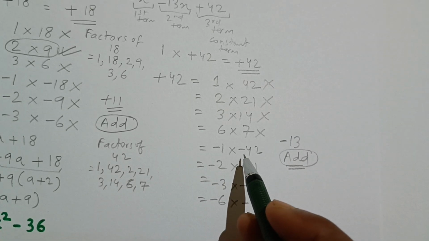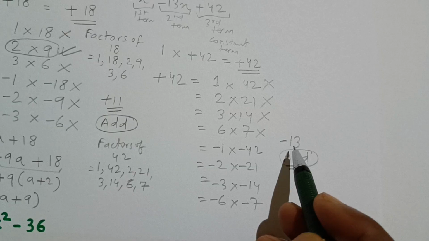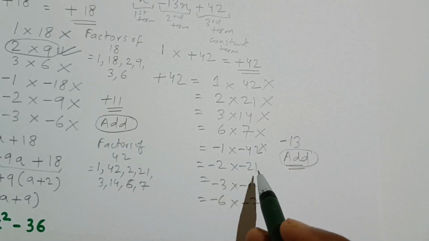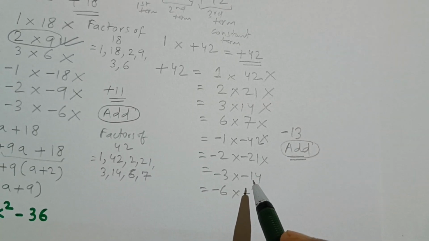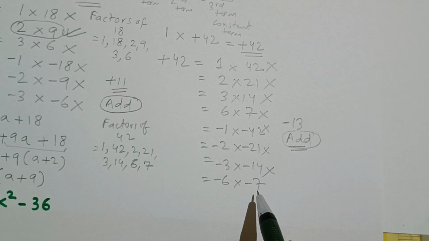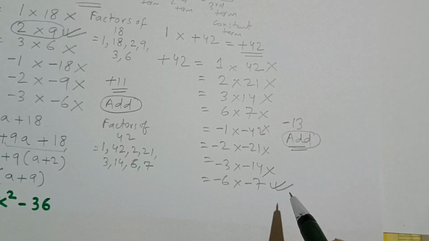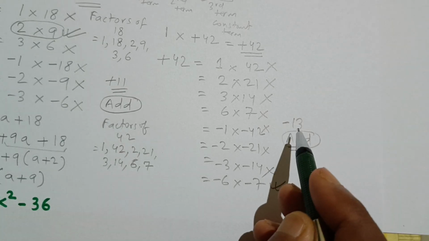Then minus 1 and minus 42. If I add them, I will get minus 43. I want minus 13, so no. Minus 2 minus 21, if I add, I will get minus 23. No. Minus 3 minus 14, if I add them, I will get minus 17. No. Minus 6 minus 7, if I add, I will get minus 13. Yes. This minus 6 and minus 7, if you add them, you will get minus 13.